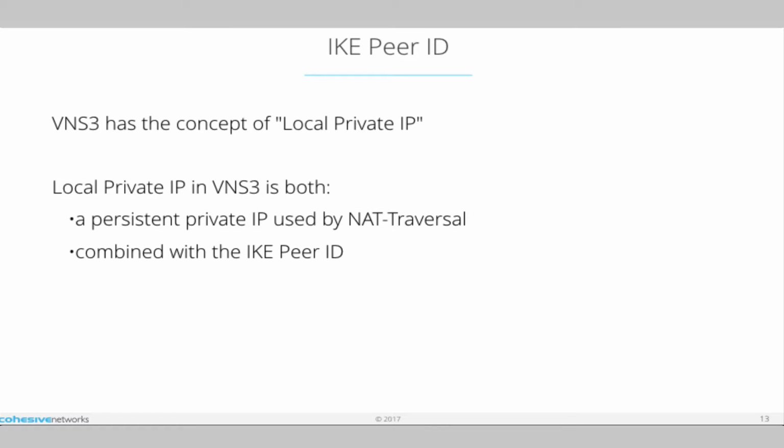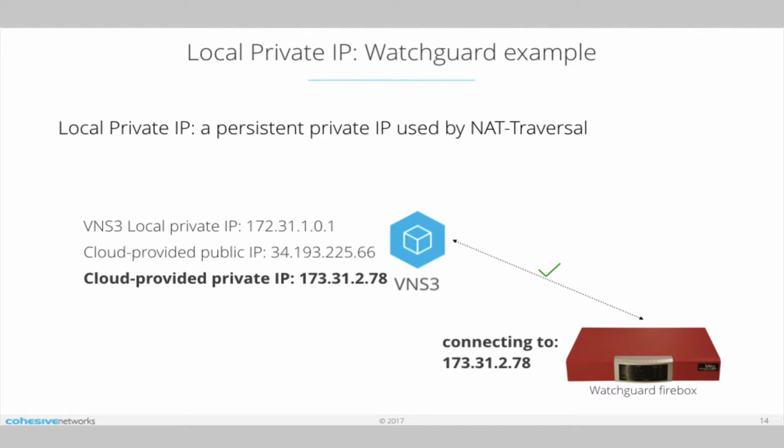The Internet Key Exchange Peer ID, or IKE Peer ID. We have this concept of local private IP. What this is, is two things. Local private IP is the private IP used by NAT-Traversal. So some boxes, an example is a WatchGuard Firebox, the WatchGuard Firebox has to know the IP address of the device that it's connecting to, not only the public IP, but the private IP.